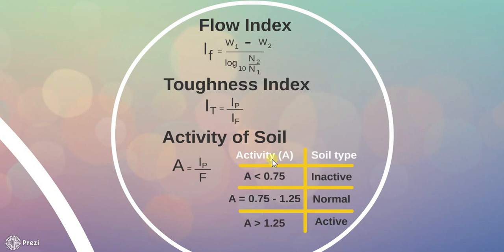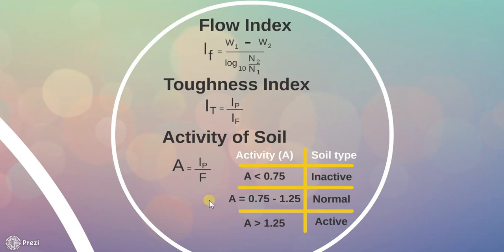If activity of a soil is less than 0.75, the soil will be inactive. If activity of a soil is between 0.75 and 1.25, the soil type will be normal, and if it is greater than 1.25, the soil will be active soil. The soils containing the clay mineral montmorillonite have very high activity. You can say generally their activity is greater than 4.